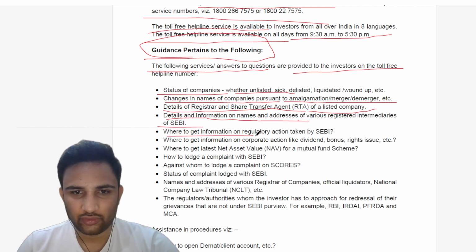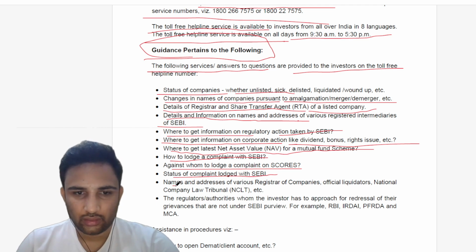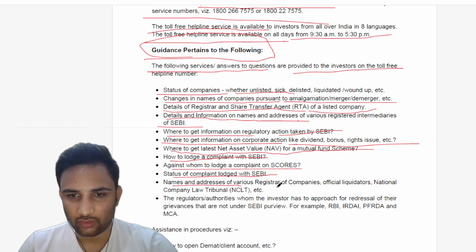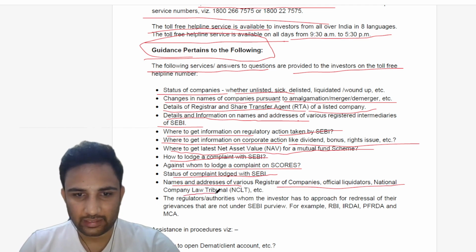Where to get information on regulatory action taken by SEBI. Where to get information on corporate actions like dividend, bonus, rights issue, etc. Where to get the latest net asset value for a mutual fund scheme. How to lodge a complaint with SEBI. Against whom to lodge a complaint on SCORES. Status of complaint lodged with SEBI. Names and addresses of various registrars of companies, official liquidators, National Company Law Tribunal (NCLT), etc.